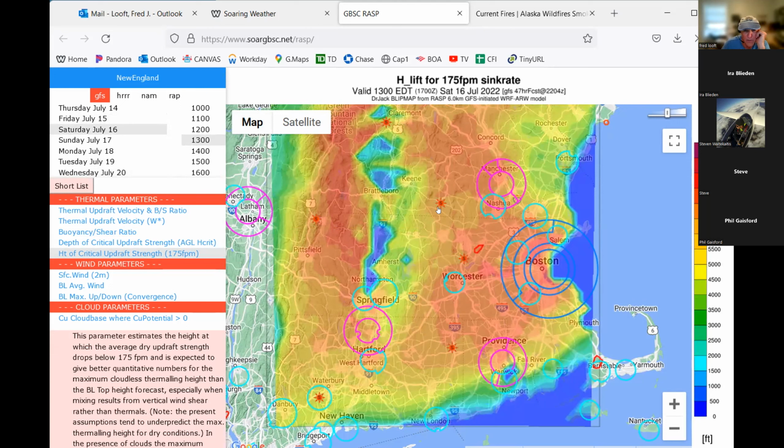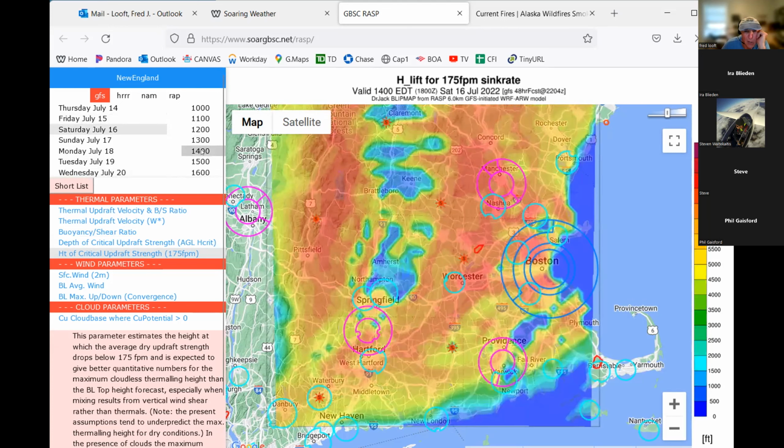This looks really good. This is Jaffrey, by the way. And so you have a lot of area here to play with heading north. Can you make it home? Probably. Looks like the Connecticut River Valley isn't working so well, but if you stay over New Hampshire, you'll have a nice long day of soaring.